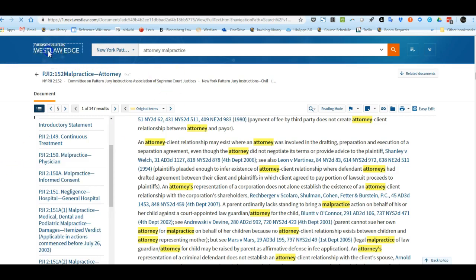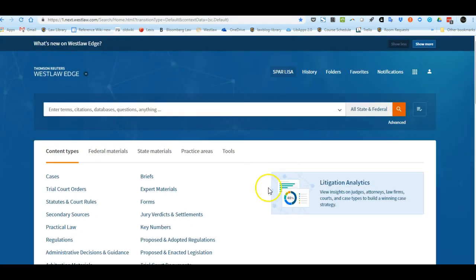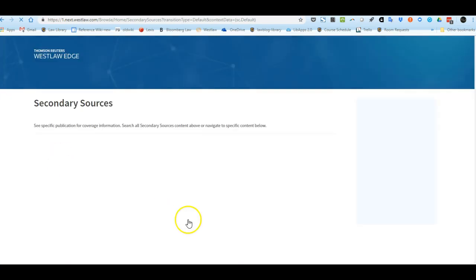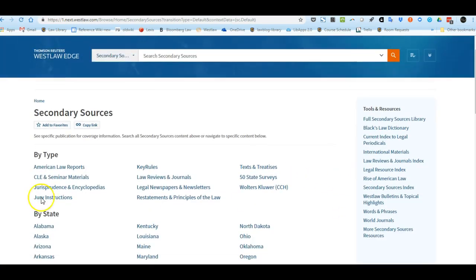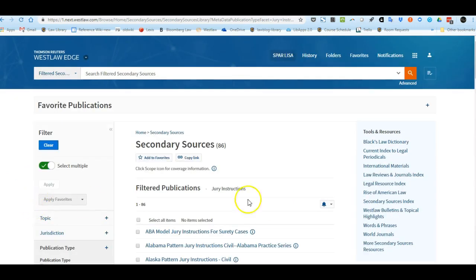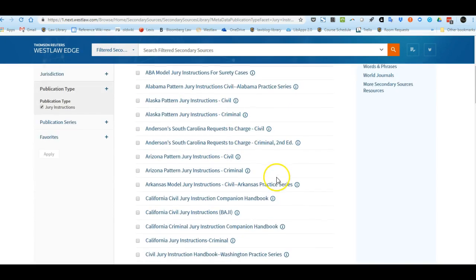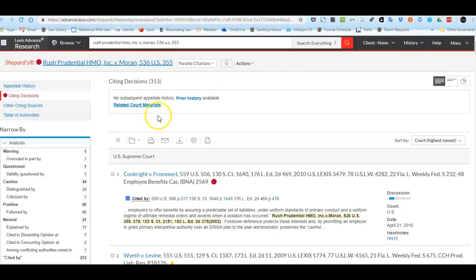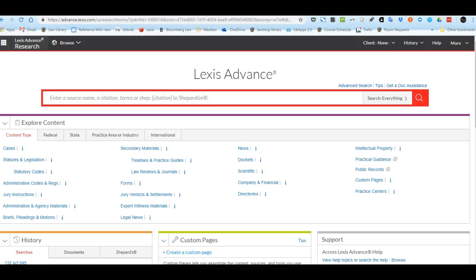There are other jury instructions available on Westlaw. So here under secondary sources, we see jury instructions. So there are jury instructions for federal courts as well as other state courts, as I mentioned. And you see what's available on Westlaw here. So any questions about PJI New York or jury instructions on Westlaw? Here, back on Lexis.